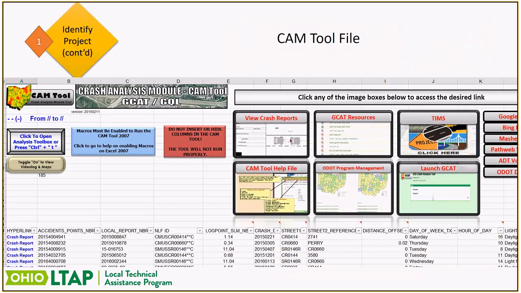you can then go through and download what's called the CAM tool file. And this is a file that you can open in Excel, and it will actually list out for you, for the area that you highlighted in TIMS in the GCAT section, all the crashes that occurred.